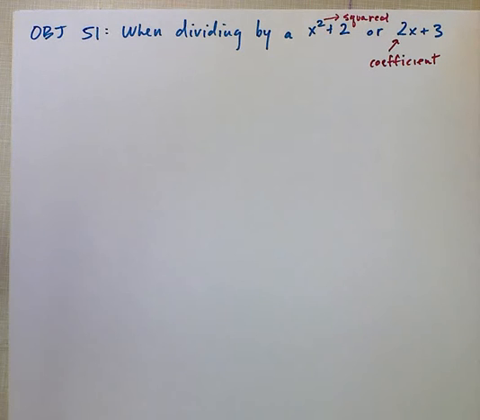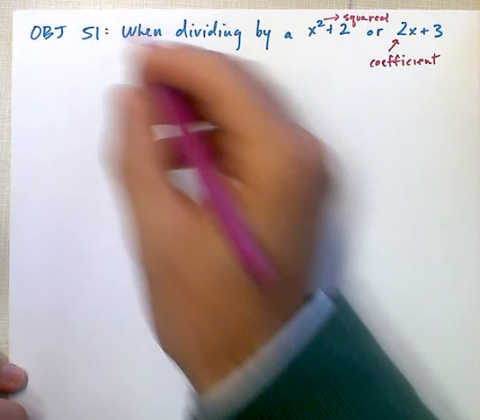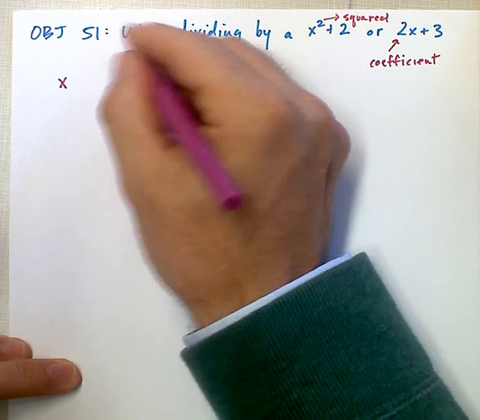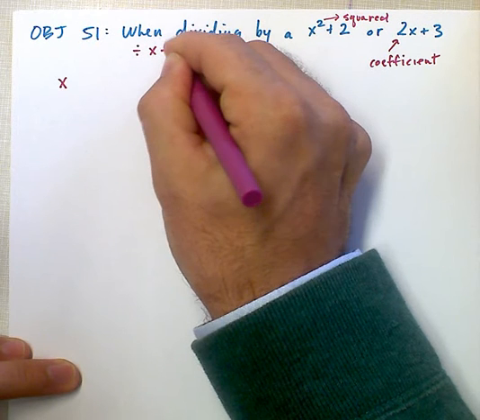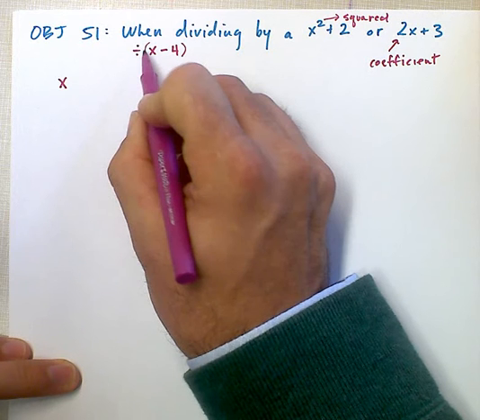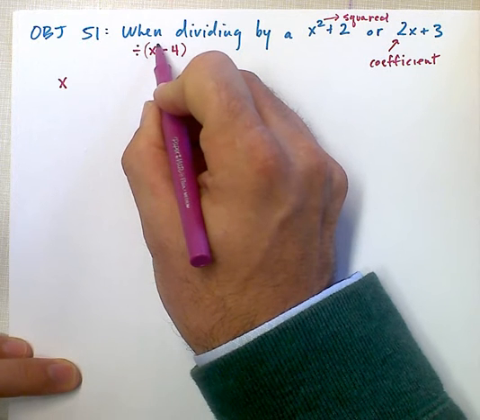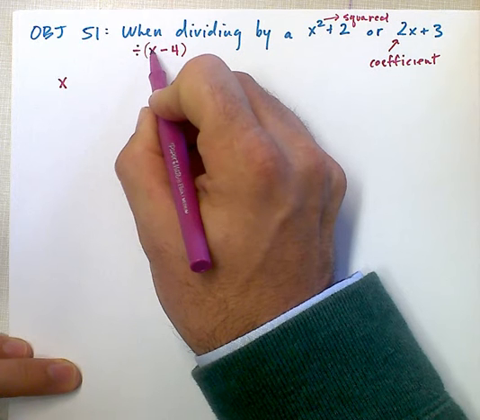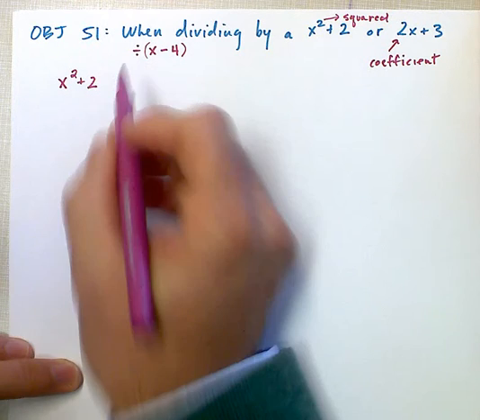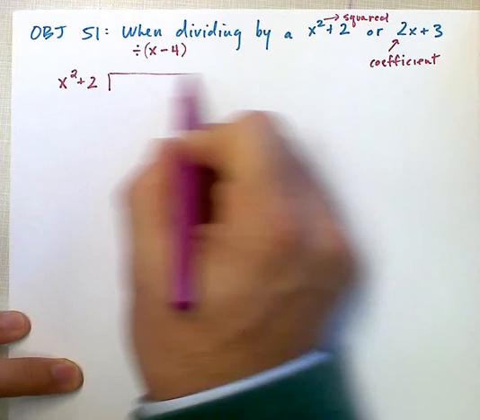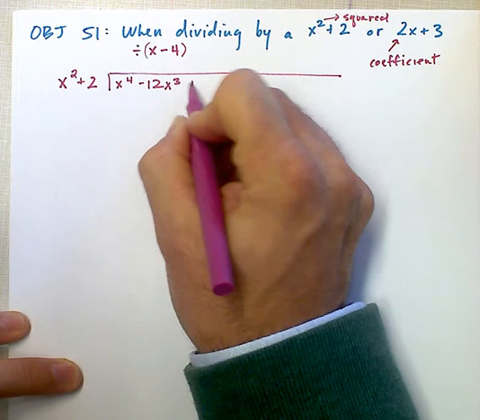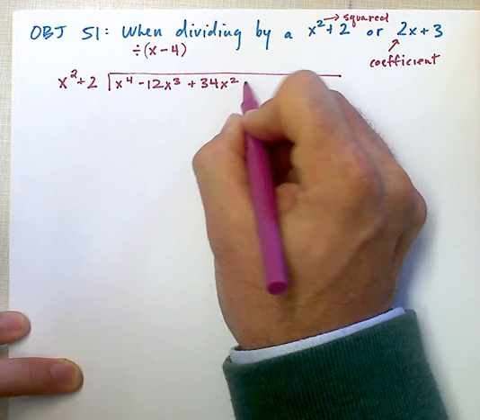Okay, so let's say you're dividing polynomials, but they're giving you a question where it's a little different. Usually, we're used to dividing by just a simple, basic factor or an x minus 4, where there isn't a coefficient or there isn't a degree to the variable that you're dividing by. So let's say I give you an x squared plus 2, and you have x to the fourth minus 12x third plus 34x squared minus 24x plus 64.